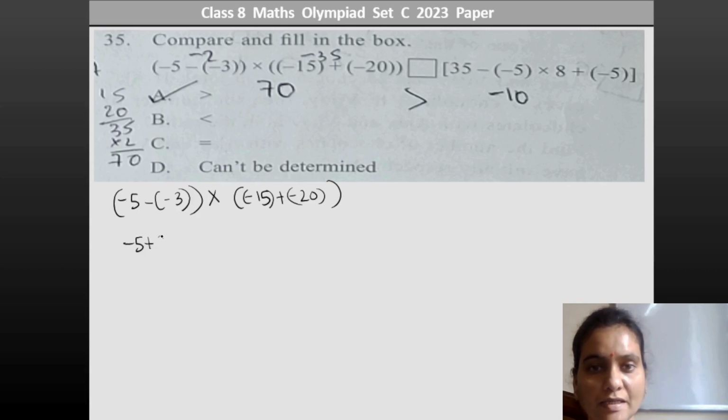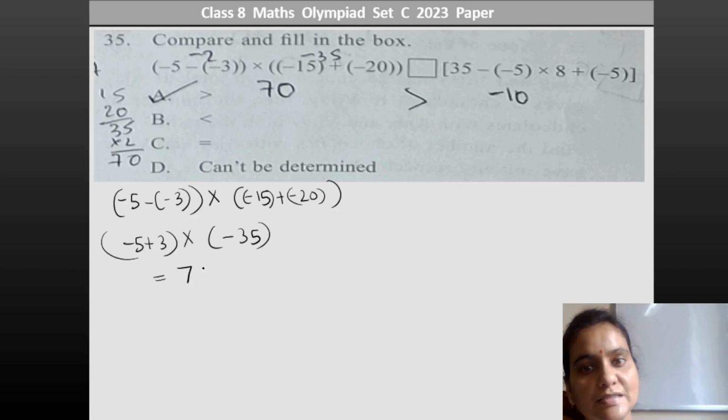Minus 5 plus 3 into minus 15 plus minus 20. So minus 15 minus 20 is minus 35. So minus 5 plus 3 is minus 2. So minus 2 into minus 35 is 70. So we have done the left hand side.